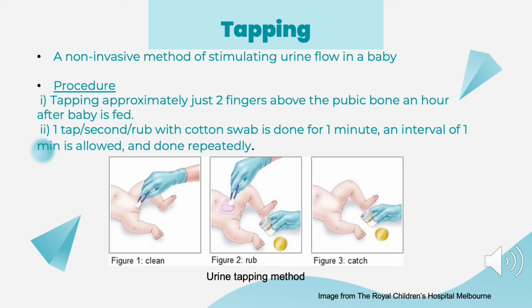Next procedure is tapping, a method to stimulate urine flow in a baby. The steps are as follows. First, tapping approximately just 2 fingers above the pubic bone an hour after baby is fed. Second, 1 tap per second or rub with cotton swab is done for 1 minute, an interval of 1 minute is allowed, and done repeatedly. Urine is then collected in the sterile container.